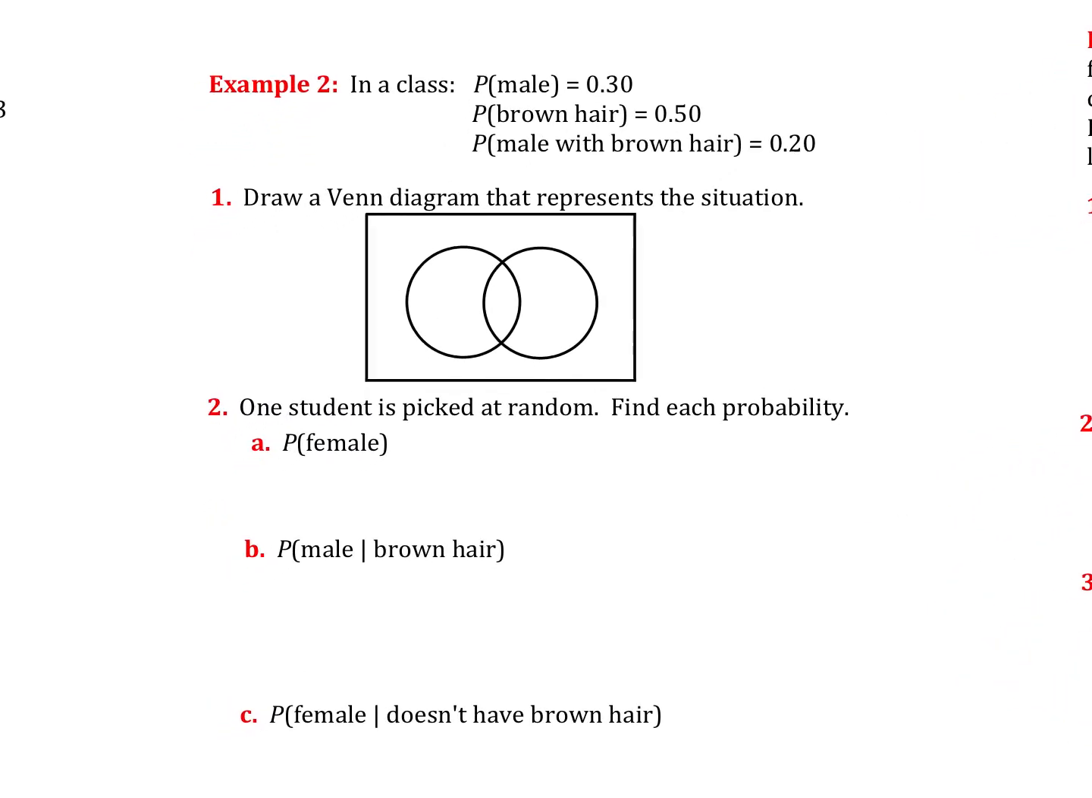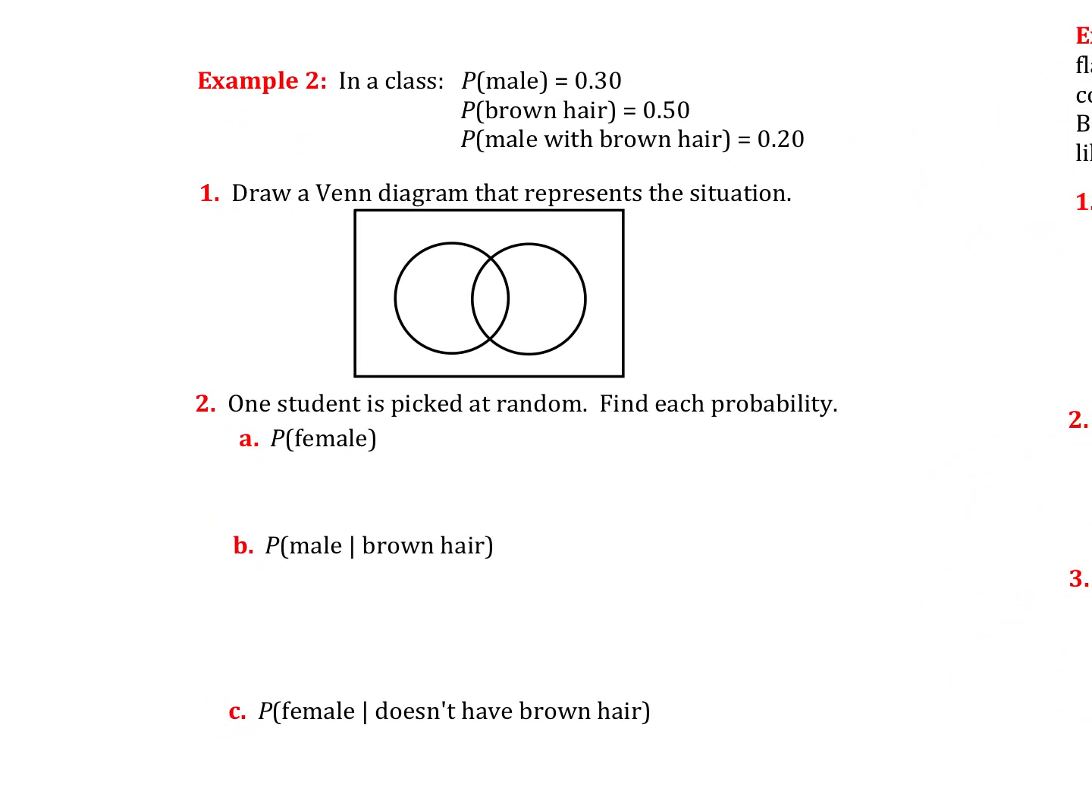In a class, the probability of selecting a male is 0.3. Probability of someone having brown hair is 0.5. Probability of selecting a male with brown hair is 0.2. Now, when they give us these probabilities, I can put those values into the Venn diagram as percentages and assume we don't know how many kids are in there. I'll just assume there's 10 or 100, something easy to do percentages with. We could do it with whole numbers, 30, 50, 20, or 0.3, 0.5, 0.2. It does not matter. We should get the same result regardless.